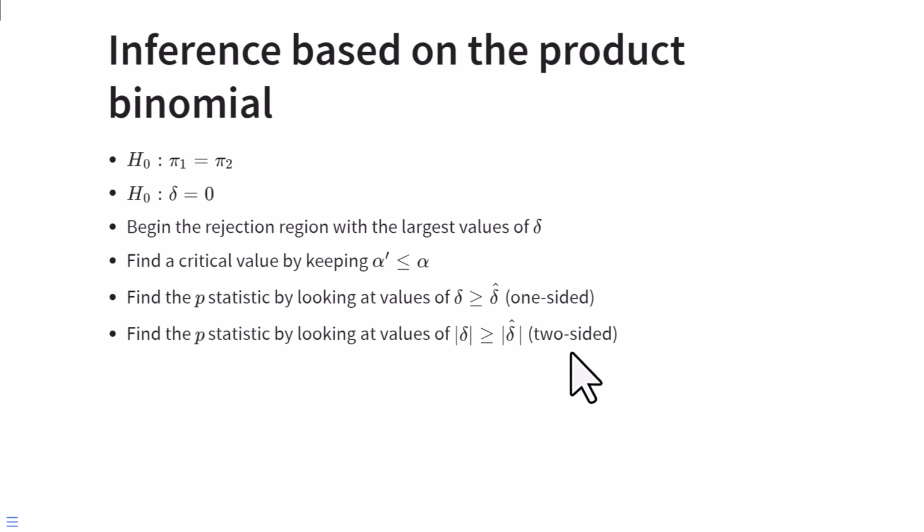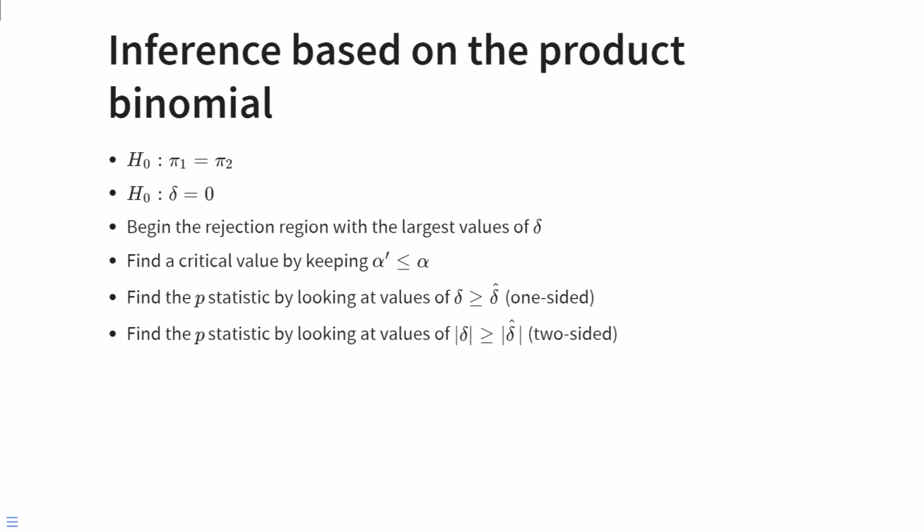Now let's do inference based on that product binomial. So a null hypothesis here is that pi 1 equals pi 2, or another way to say that is our delta equals 0. So we're hypothesizing no difference between these populations in terms of the probability of success. We begin our rejection region with the largest values of delta, finding a critical value by keeping our actual observed type 1 error rate less than our nominal value of alpha that we chose.